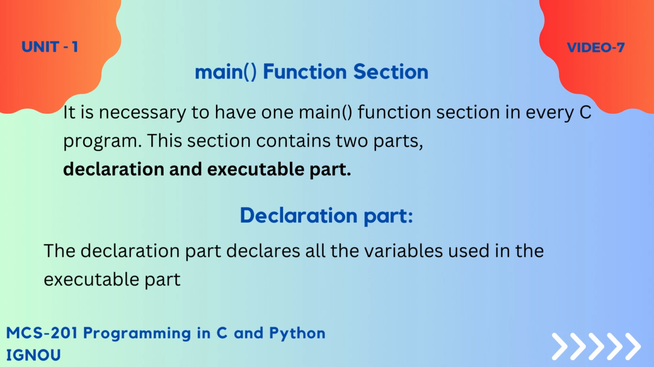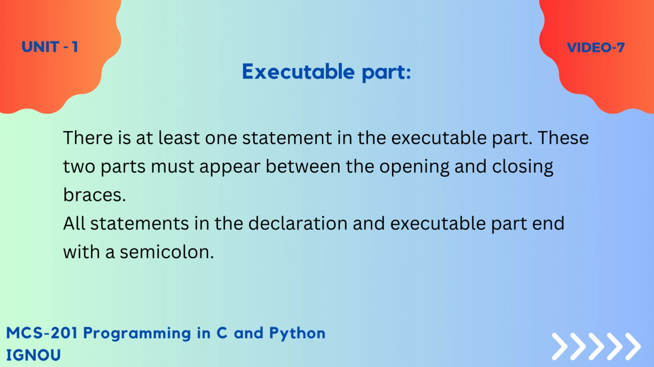The next is the main function section. It is necessary to have one main function section in every C program. This section contains 2 parts, the declaration part and the executable part. The declaration part declares all the variables used in the executable part. The next is the executable part. There is at least one statement in the executable part. These 2 parts must appear between the opening and closing braces. All statements in the declaration and executable part end with a semicolon.